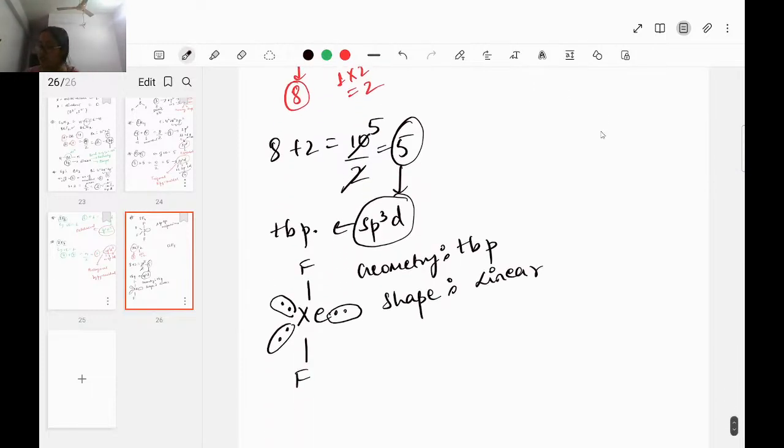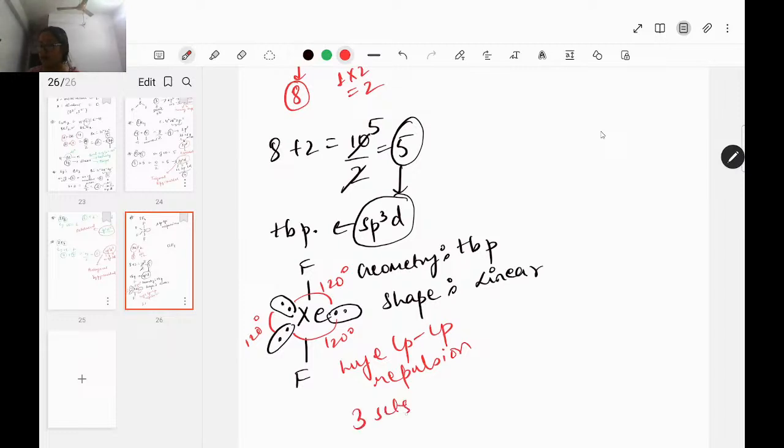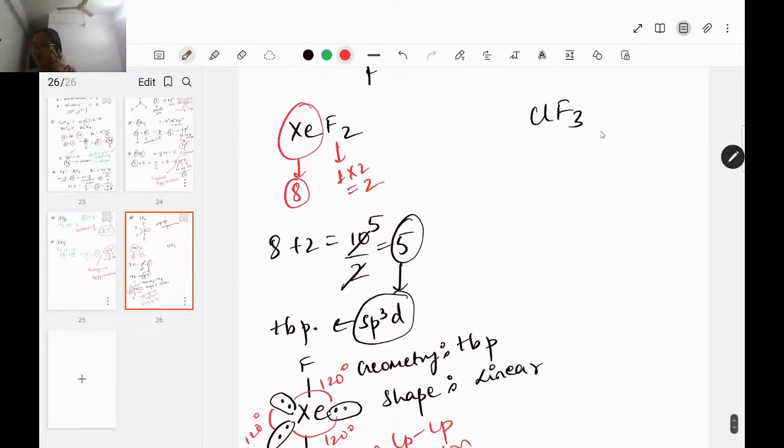Here we can clearly see the lone pairs are very close to each other. They are about 120 degrees apart. So we have a huge LP repulsion, or lone pair repulsion. Why? Because there are 3 sets of lone pairs. And what about over here?